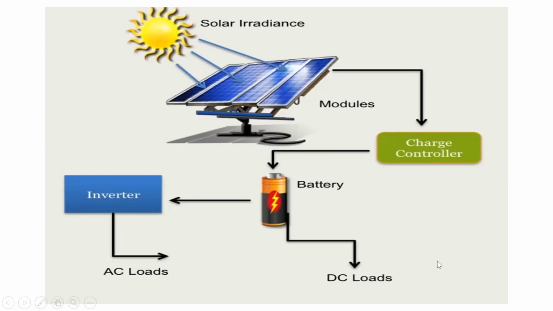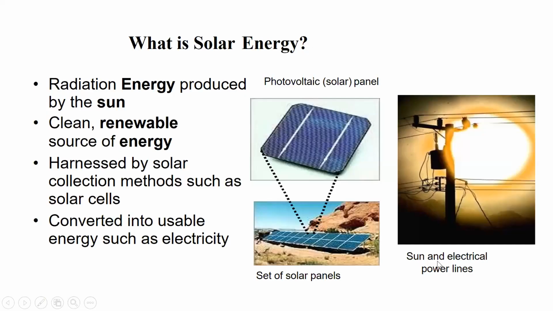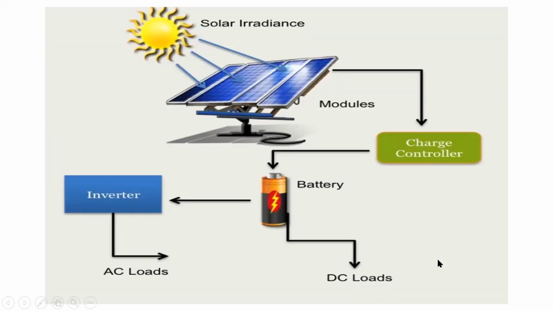Next, we have the charge controller. From the solar cells, keeping the previous slide in mind, we have the charge controller, and next it goes into the battery. From the battery we can collect direct loads, or from the battery it goes to the inverter, which converts it to AC loads. So this is the flow chain of the solar radiation.